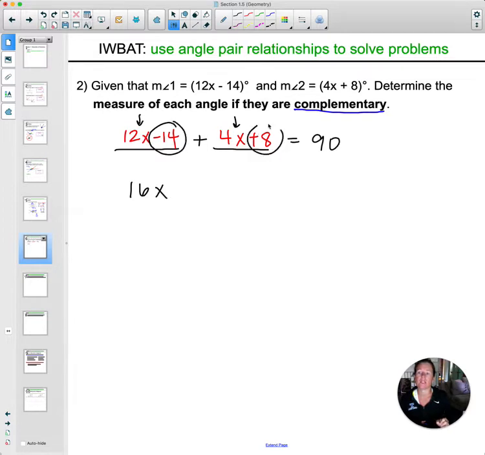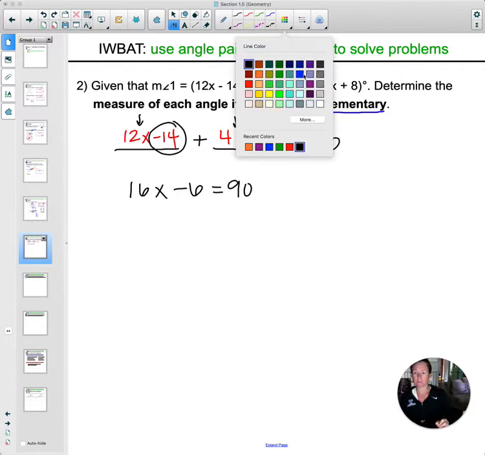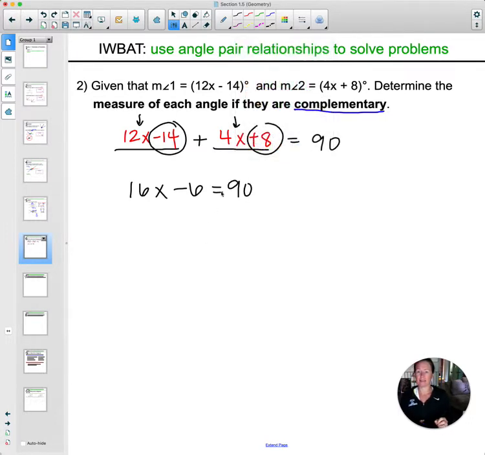Negative 14 and 8, which is negative 6, equals 90. Then go ahead and solve. So of these two terms, 16x and negative 6, the negative 6 is a like term with the 90. So we'll go ahead and add 6 to both sides.